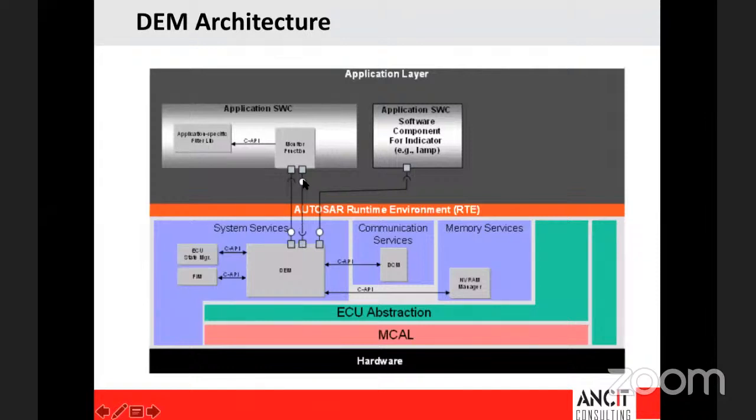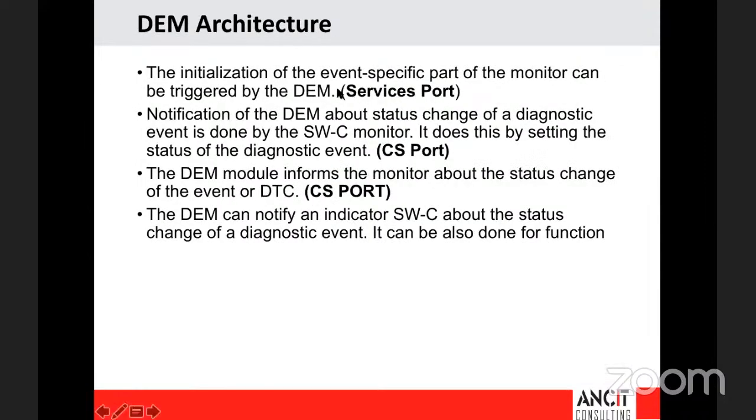So the DEM is responsible for triggering the event. Maybe it could be a periodic trigger. So every 200 milliseconds, for instance, the DEM may trigger this application software component to go and check the status of the sensor. That will be the first step. The initialization of the event specific part of the monitor can be triggered by the DEM. So that's the first thing.